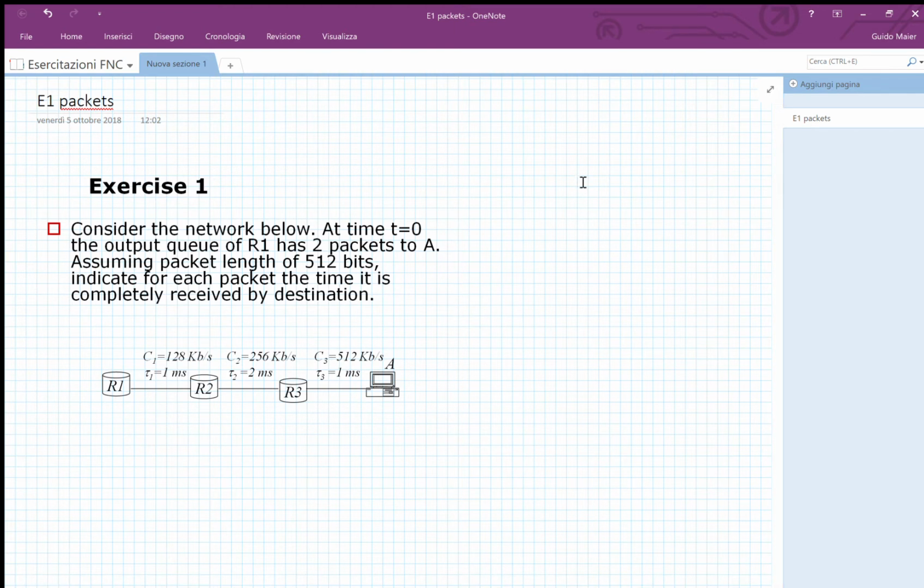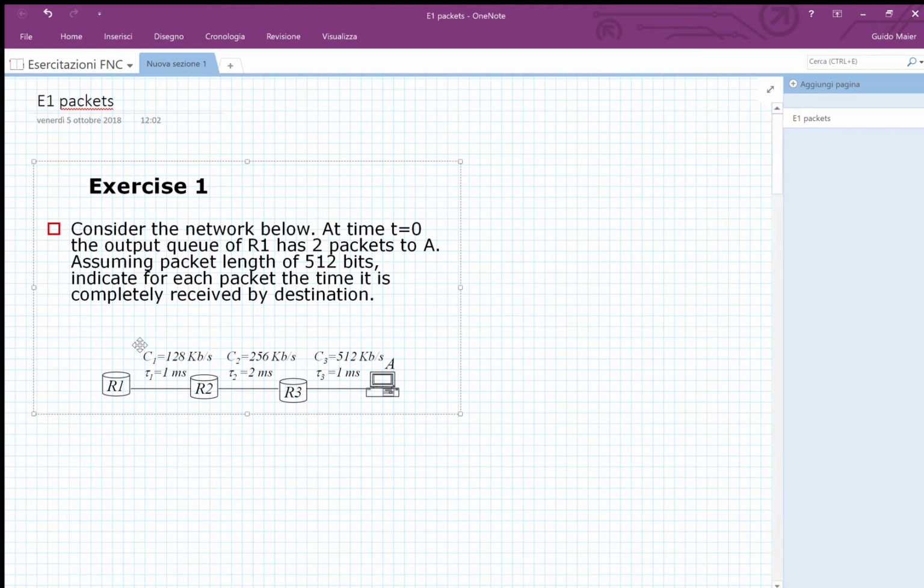So let's start with this very simple exercise in which you see that there is a network composed of 3 nodes, and the first one is the source of the packet, and then there is a destination. In this case it's a host. The nodes are connected by 3 links, and you have the parameters of the links reported above. So the first link has a capacity of 128 kilobits per second and a propagation delay of 1 millisecond.